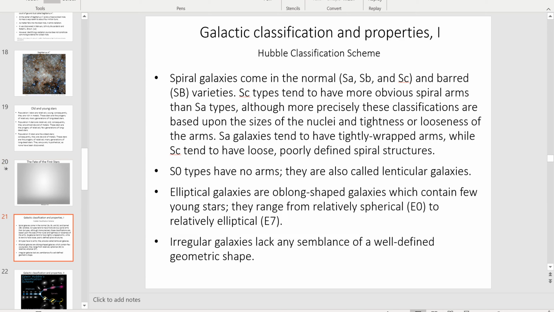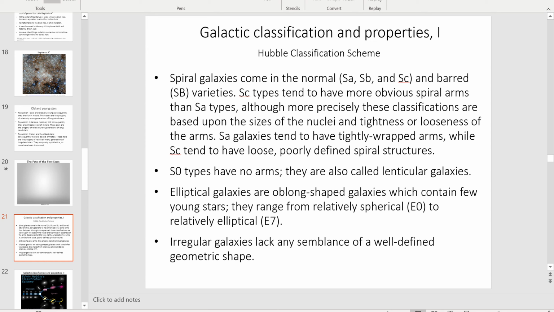The last thing I want to do in this video is go over galactic classification. We've done a lot of classifying in this course. We've classified stars, and now we're going to classify galaxies. This is one thing astronomers like to do. Scientists in general like to classify things, as you know, if you've taken biology and chemistry, etc.